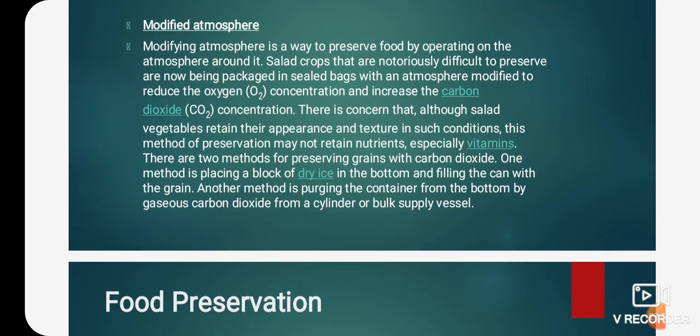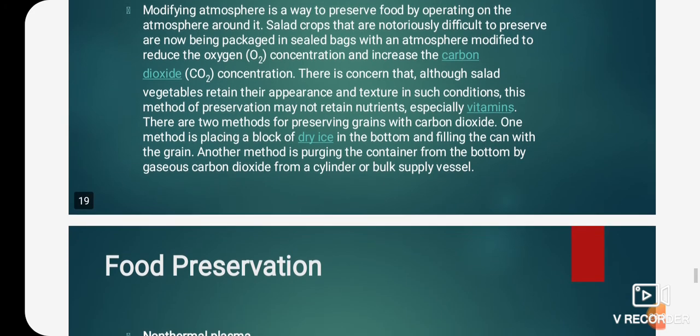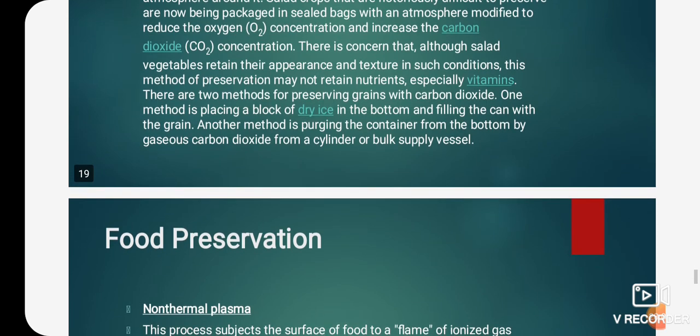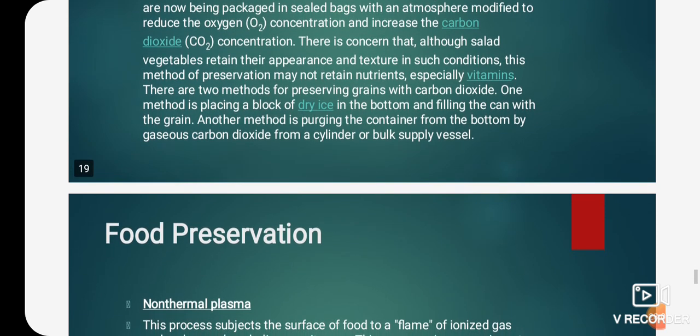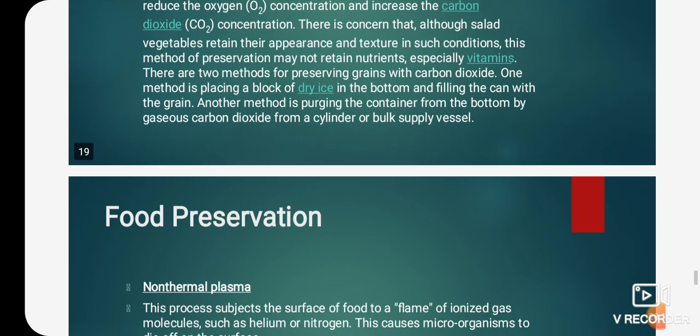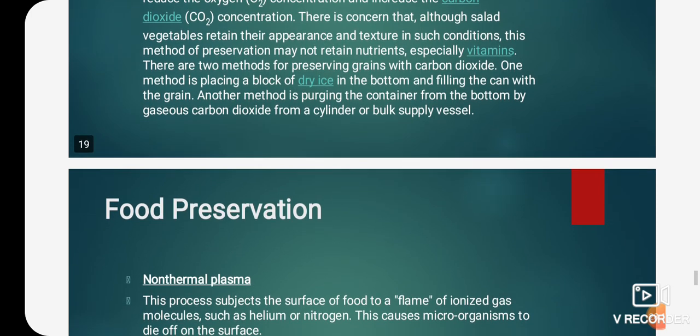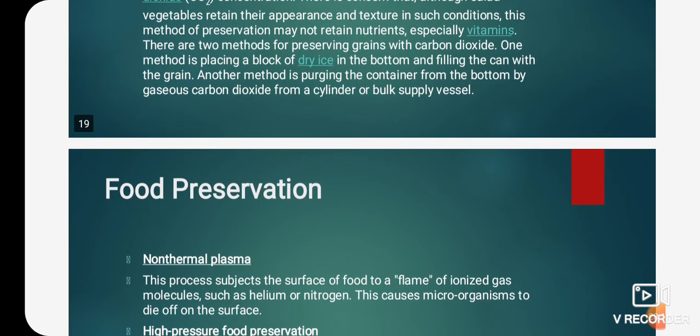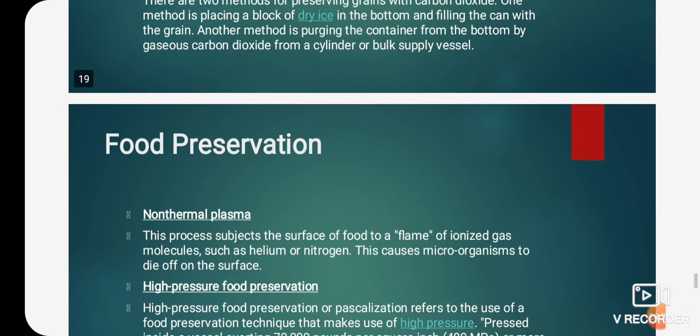There are two methods for preserving grains with carbon dioxide. One method is placing a block of dry ice in the bottom and filling the can with the grain. Another method is purging the container from the bottom by gaseous carbon dioxide from a cylinder or bulk supply vessels.